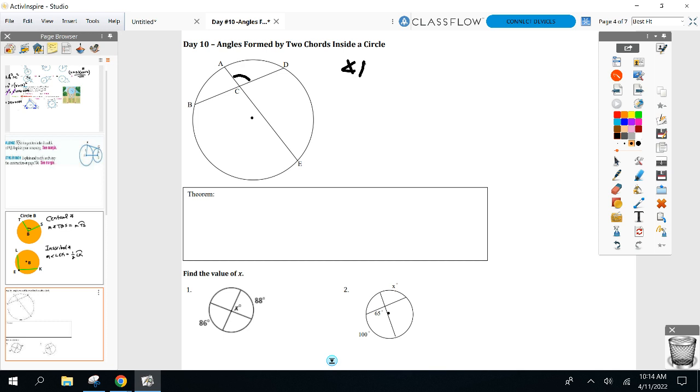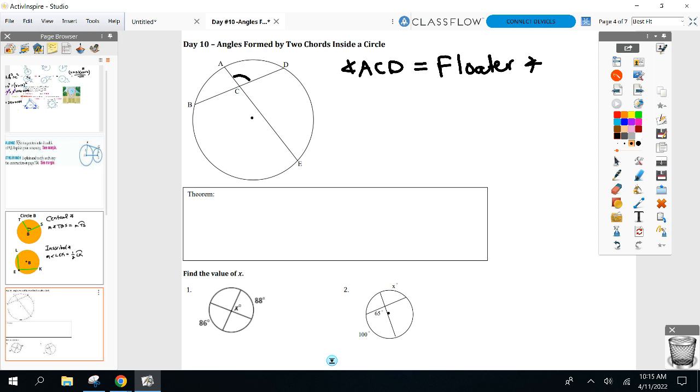Angle ACD. And this is not the official name. This is what I like to call it: floater angle. Why do I like to call it a floater angle? It's literally just floating in the circle. It has no destination. It's not the center. It's not on the circle. It's just floating in there.